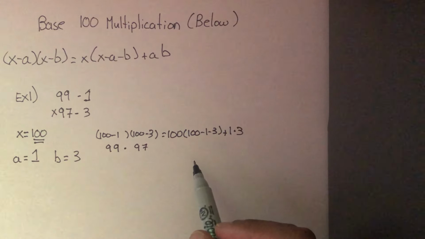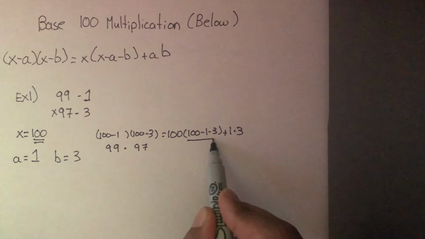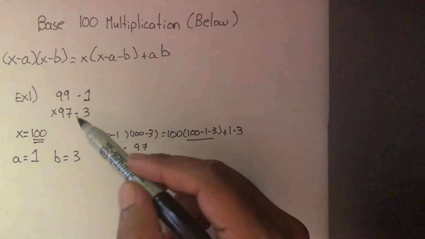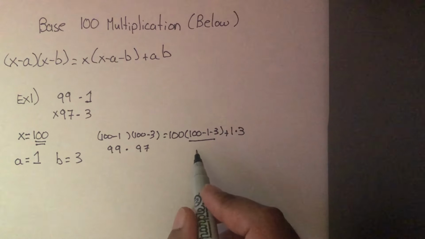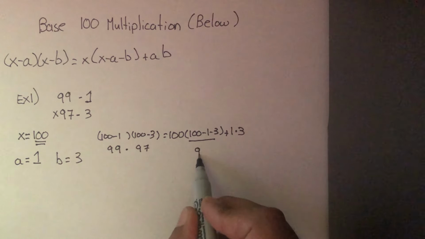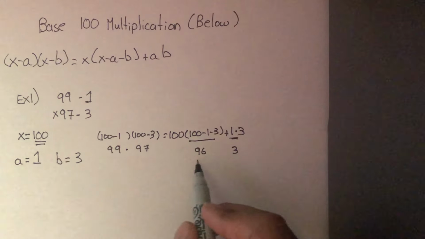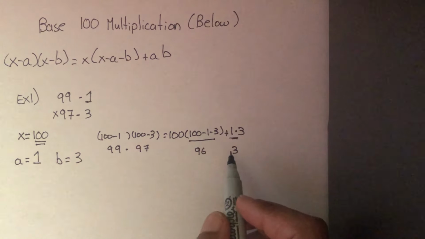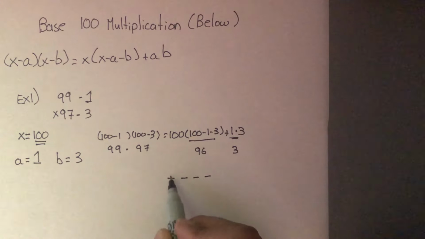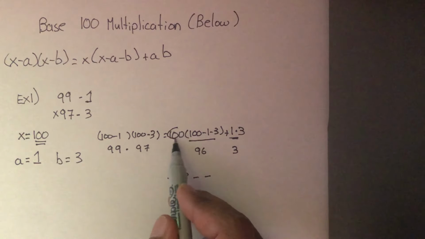Now this side can really help us get the answer quickly because we want to think of it as having 2 parts. This part right here, 100 minus 1 minus 3. So I take my base and I subtract my A and my B. I get 99 minus 3 is 96. And this part right here is just 3. So I could use these 2 values to really get my answer because I'm going to think of the answer as having 4 spaces.